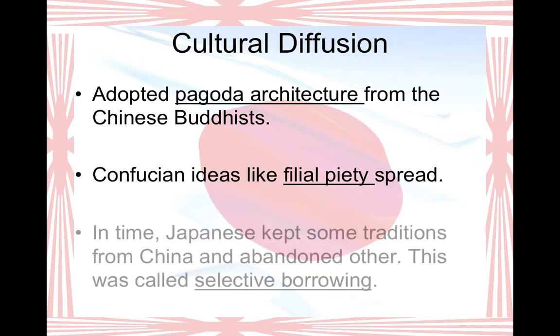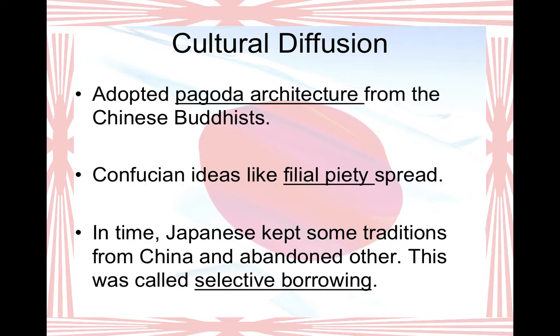So, we're going to skip over this idea. Well, we're not going to skip over it actually. Let's briefly talk about it. Cultural diffusion sounds like a fancy word. Basically what it means is that Japan took certain ideas from China. That's all it means. So for example, they adopted pagoda architecture from Chinese Buddhists. They adopted this idea from China called filial piety, which means that children should be loyal to their parents. And so many of these traditions, which became important in Japan, were taken directly from China.